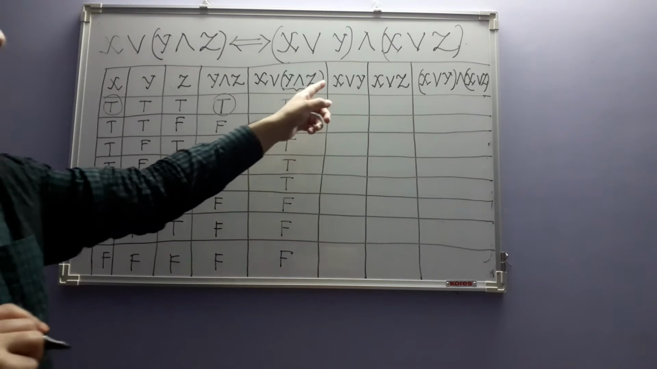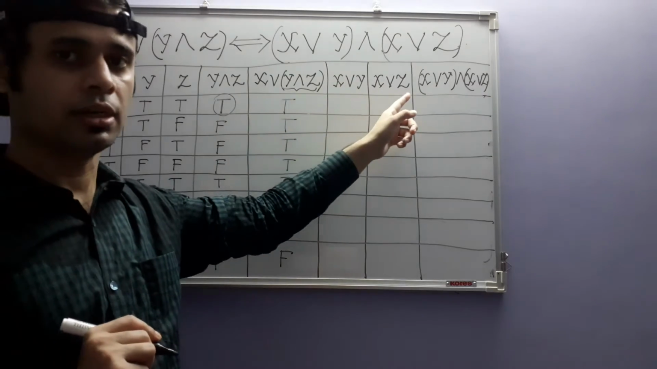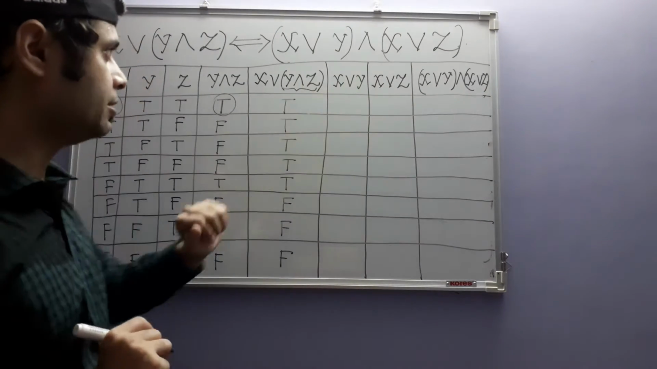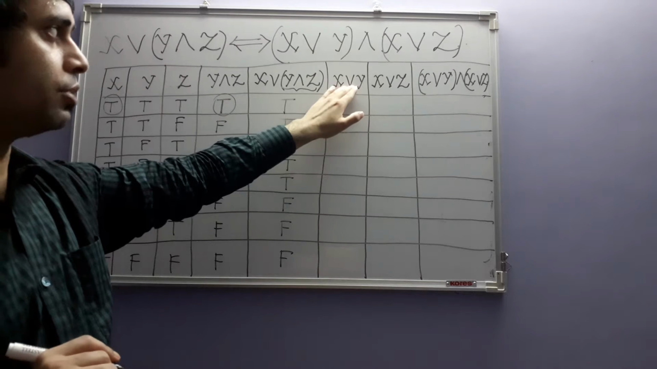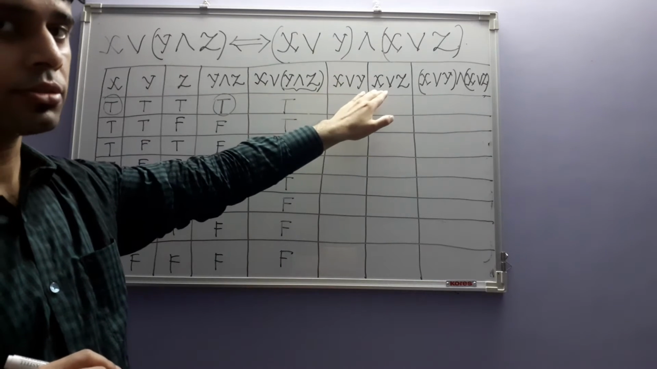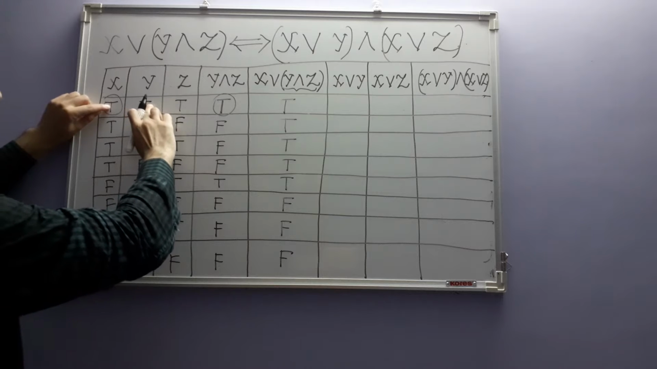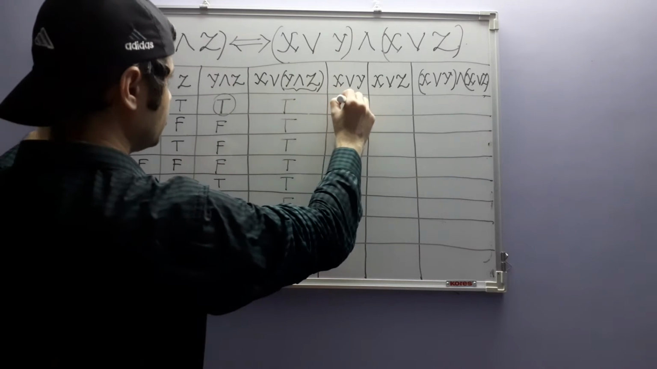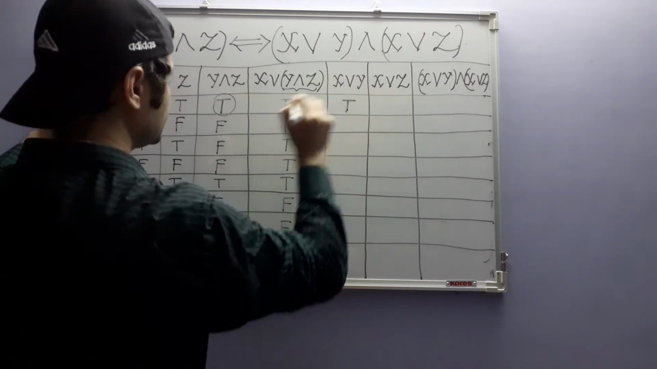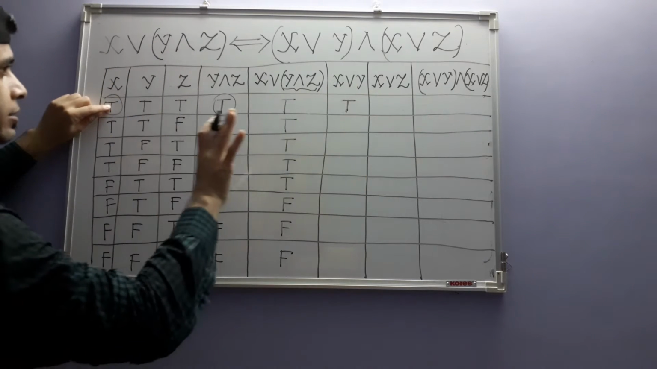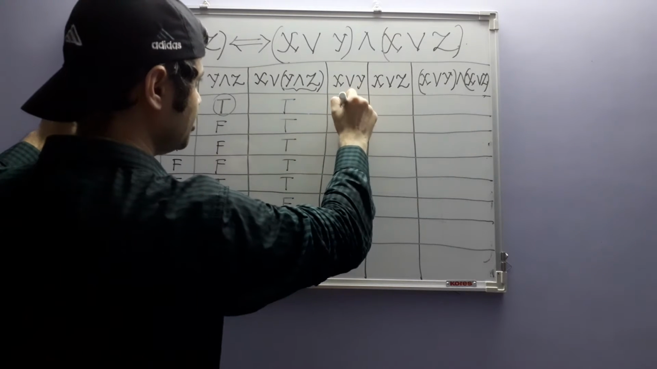Now we come to the individual disjunctions, x or y. X or y is true if either x is true or y is true or both are true. So here we have true, true, so true.